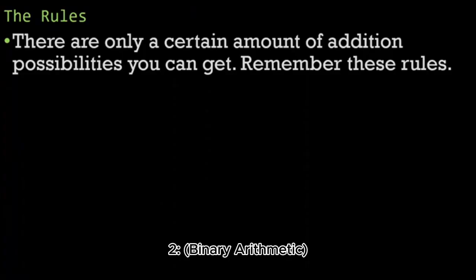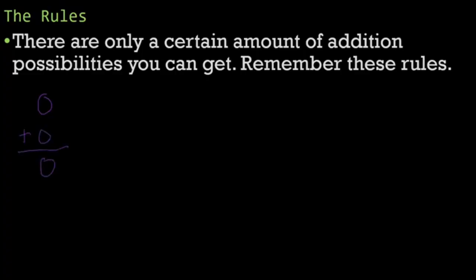There are only a certain amount of addition possibilities you can get when you're doing binary arithmetic. And as long as you remember these rules, you'll never go wrong. So the first rule is very easy. 0 plus 0 equals 0. When I have a value of 0 and I add a value of 0, I get 0. The next one is 0 plus 1, and that's going to come out to 1. Any value added to 0 will always be the value itself, and you can have the opposite of that. 1 plus 0 still equals 1, and then you have 1 plus 1, which often throws students off.